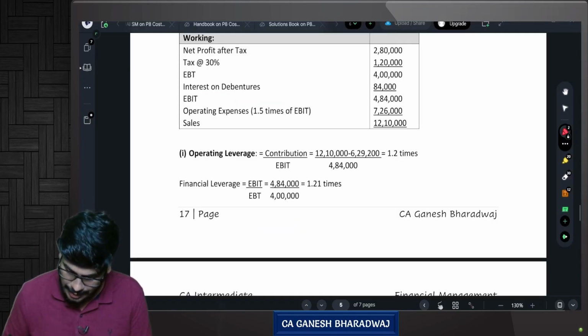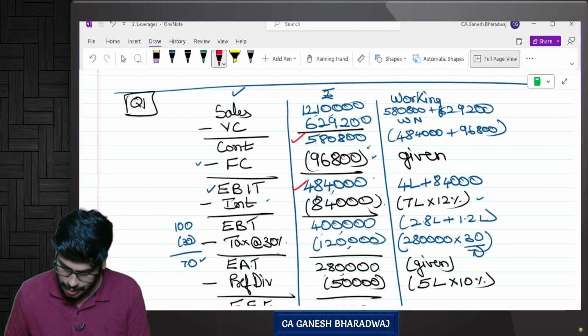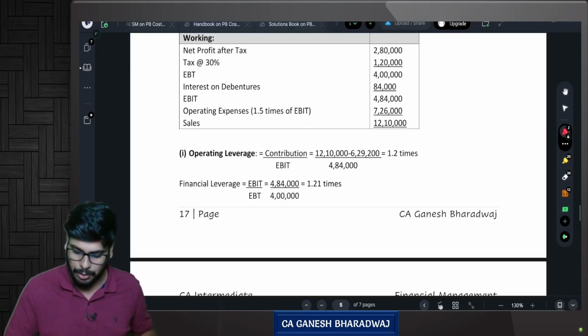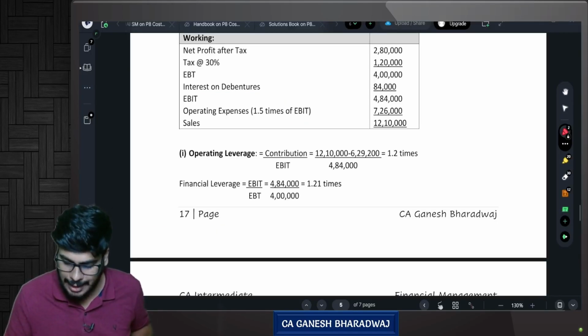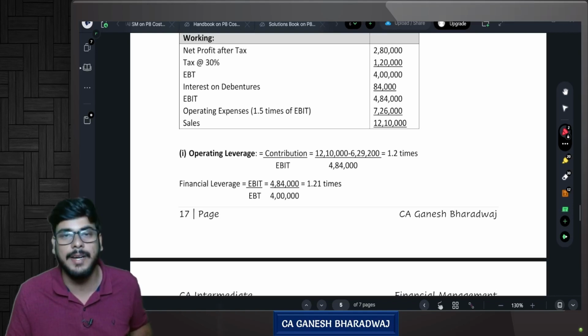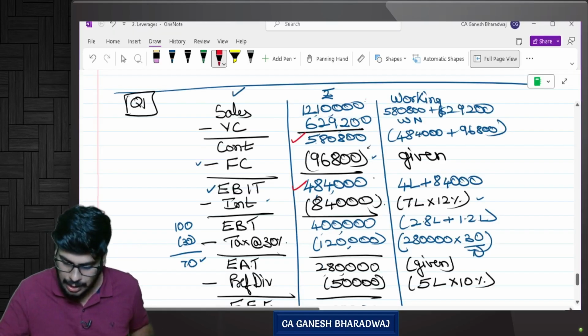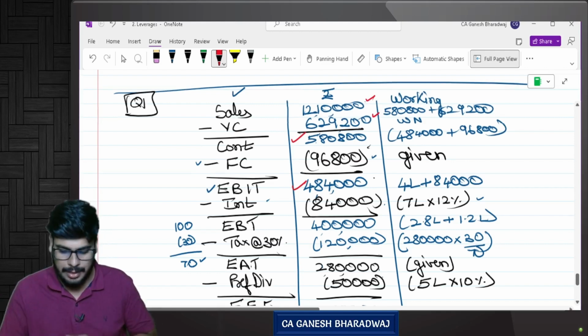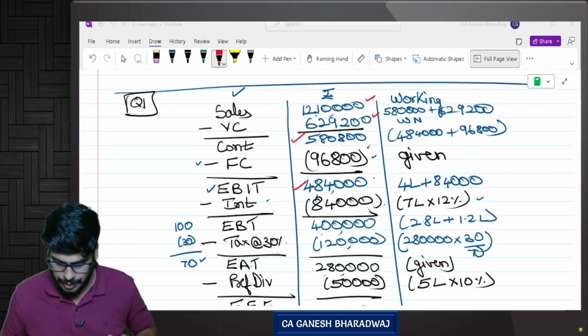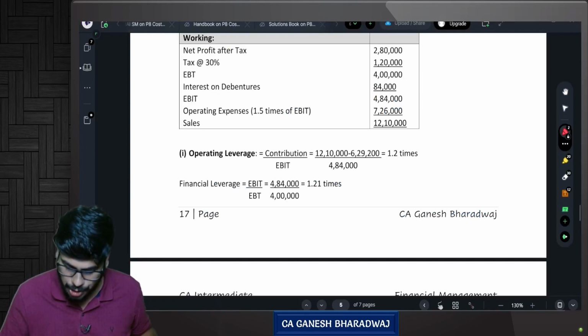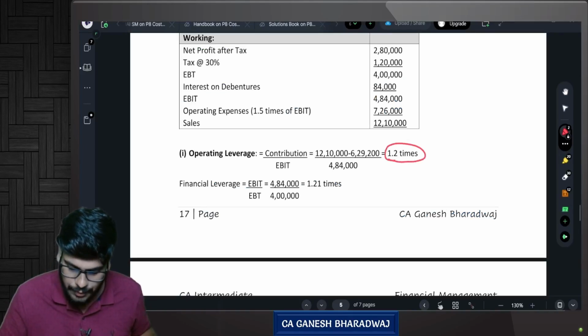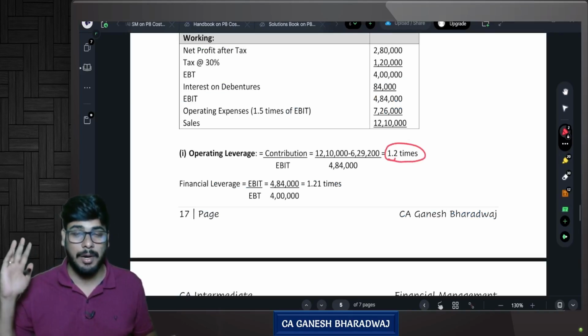So this is 5,80,800 divided by 4,84,000. So contribution, they have written it as 12,10,000 minus 629,200. This is nothing but 5,80,800. Are you clear with this? Sales minus variable cost is only contribution. So you get operating leverage. These two figures you have, you get operating leverage is 1.2 times.